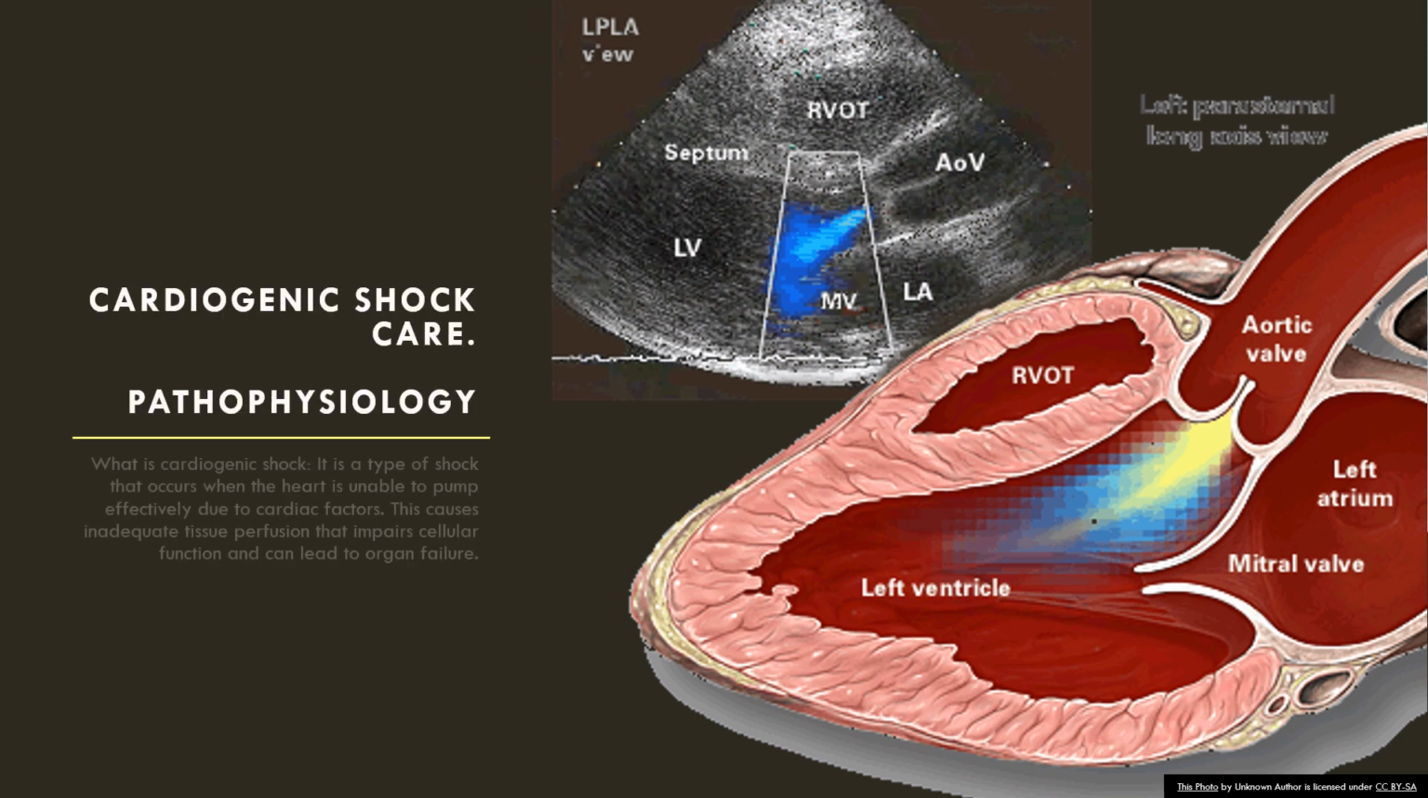Teaching today, we are going to concentrate on cardiogenic shock care. So, first, we have to know what cardiogenic shock is. It is a type of shock that occurs when the heart is unable to pump effectively due to cardiac factors. This causes inadequate tissue perfusion that impairs cellular function and can lead to organ failure.